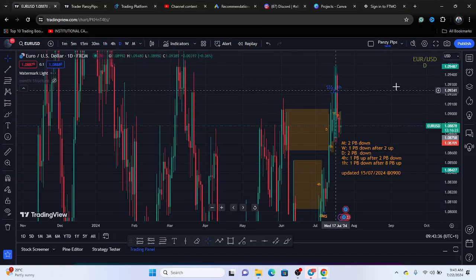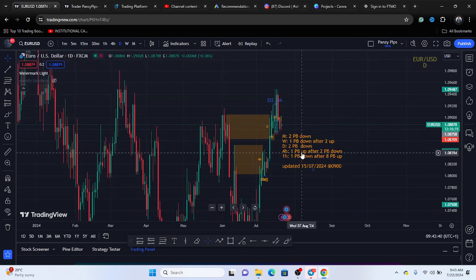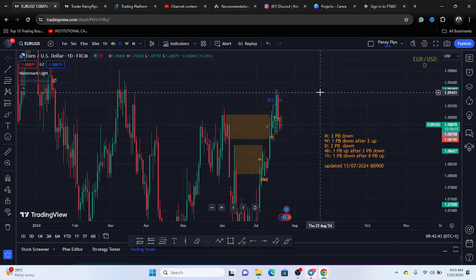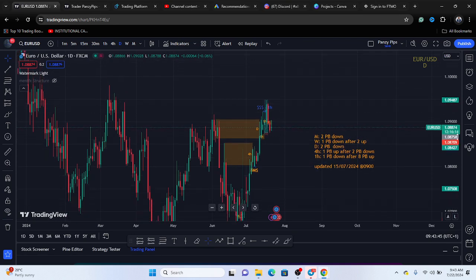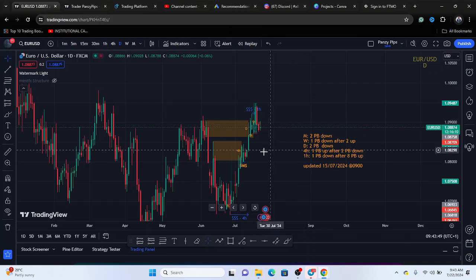Let's start off from the larger time frame of the daily. Okay. So it's even on the daily. The daily, which was previously bearish, has U-turned bullish. Oh, we captured that already. Okay. 1 PB up after 2 PB down. So our daily zone is now here.